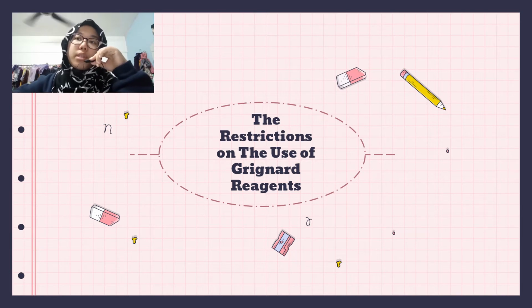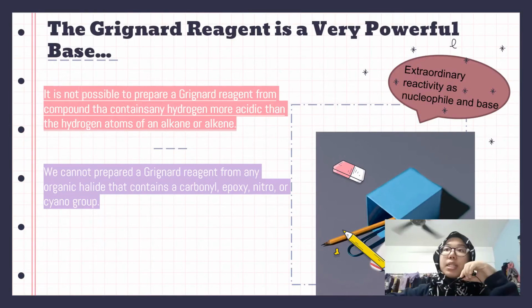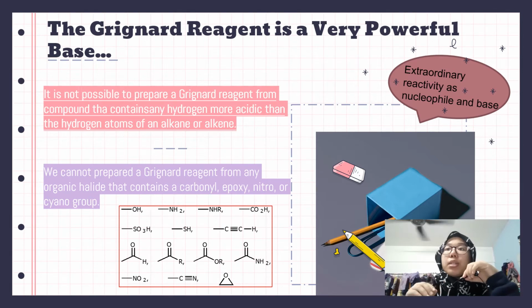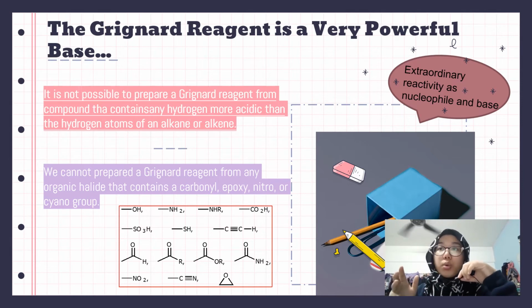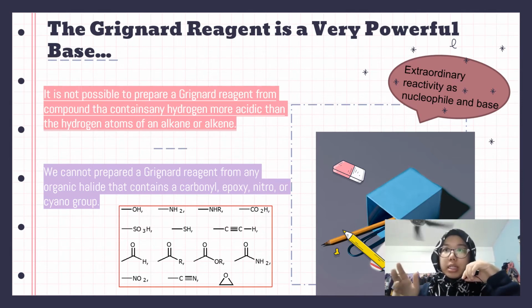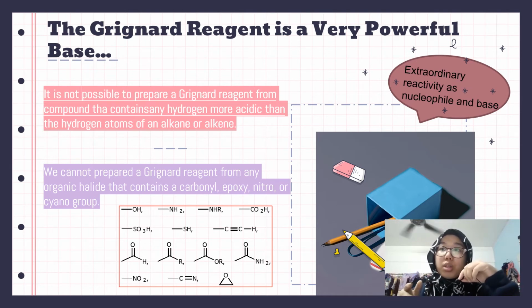Now we will proceed to our second subtopic, which is the restrictions on the use of Grignard reagent. There are 5 points. First, we know that Grignard reagents are very powerful bases, so it is not possible to prepare a Grignard reagent from a compound that contains any hydrogen more acidic than the hydrogen atoms of an alkene or alkyne. If you want to prepare a Grignard reagent that contains any of the groups in this box below, it will bring you nothing, which means the reaction fails to take place.